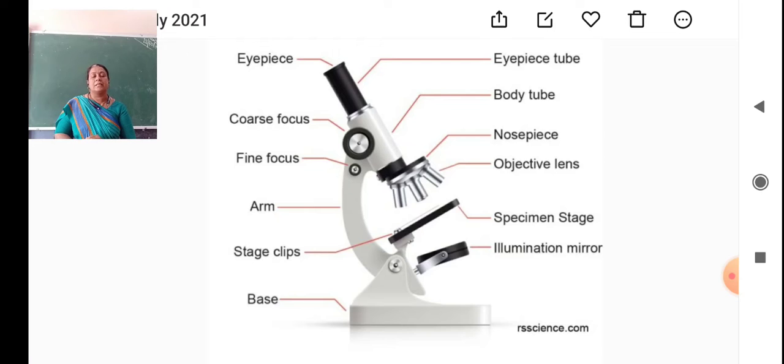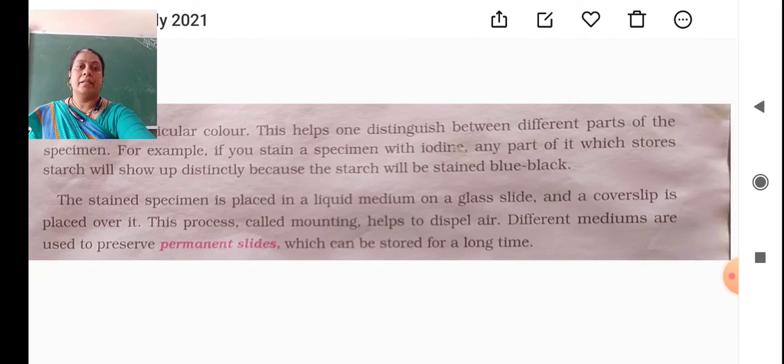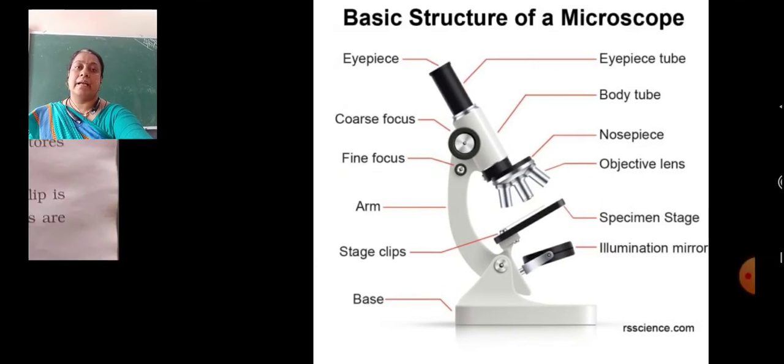In previous classes, I told you about lenses. Which lens magnifies the image? That is the convex lens. So in a microscope we are using a convex lens. There are two types of lens we are using in a microscope: one is the objective lens and the other is the eyepiece lens.